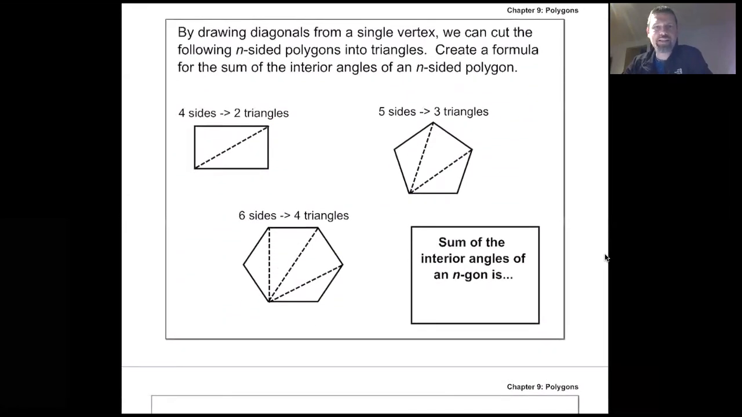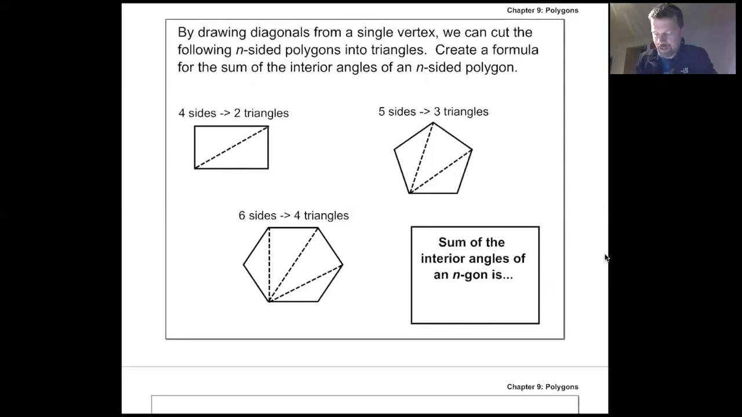By drawing diagonals from a single vertex, we can cut the following n-sided polygons into triangles, and we can actually create a formula for how to find the sum of all the angles. So any polygon we draw, any convex polygon, we can cut into triangles. If it's a four-sided figure, we can cut it into 1, 2 triangles. If it's a five-sided figure, by drawing diagonals from a single vertex, we can cut it into 1, 2, 3 triangles. And if it has 6 sides, 1, 2, 3, 4 triangles.